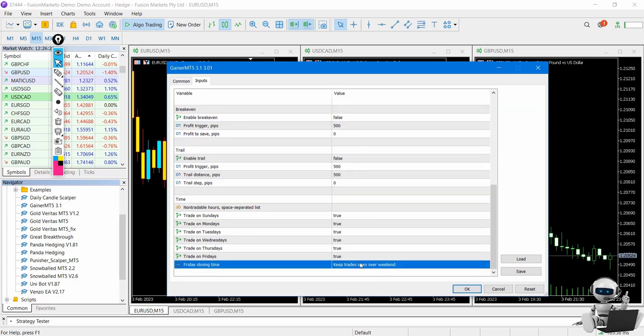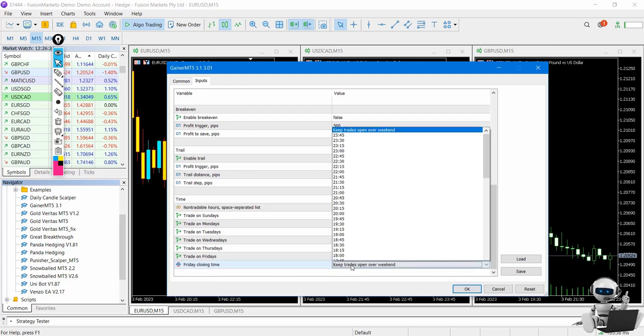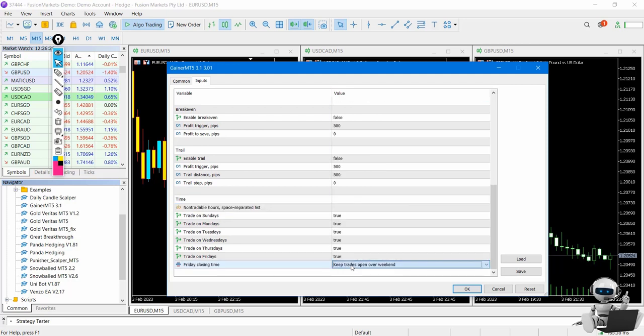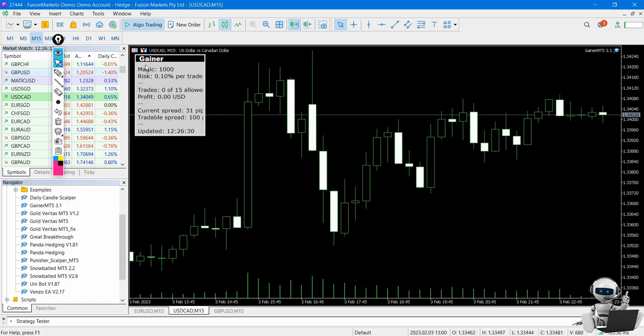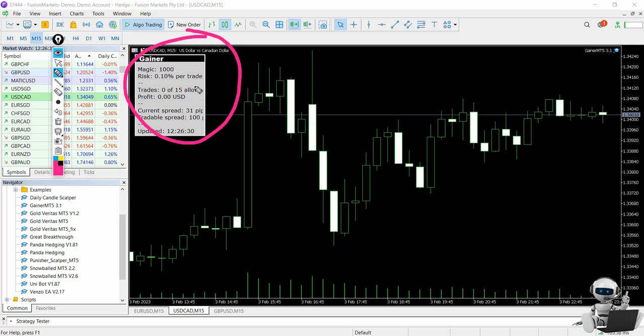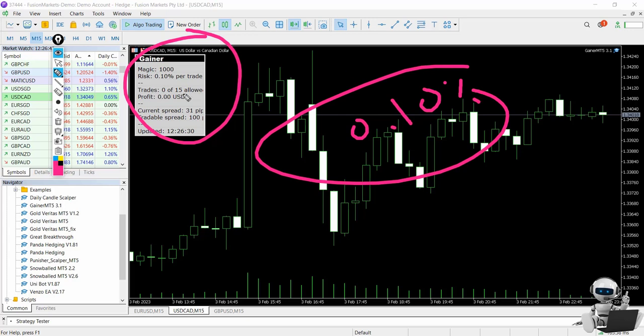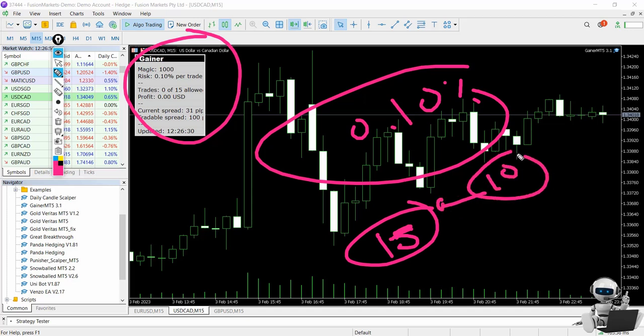The timetable, you know, if you want to keep trades open over the weekend, you can choose it or not. I recommend using the default and clicking on OK, so you can see we have the dashboard, so the percentage will be 0.10, actually not 1% per trade, and you will get 15 trades allowable. So if you want to decrease the risk, you can change it to 10 trades maximum, or maybe 4, depending on how you see it. And the current spread is 31 because the market is closed. This is normal. So this is how the EA looks like.